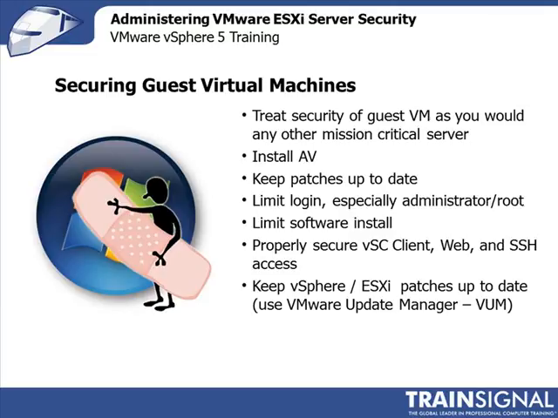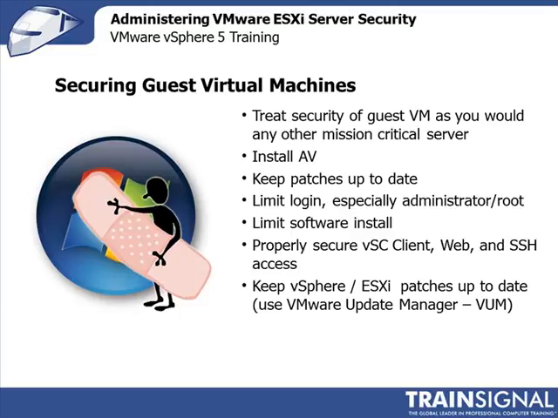And that means, let's say these are Windows servers, you need to install antivirus, keep the Windows patches up to date, application patches up to date. You want to limit login, especially by the administrator account or the root account if it's Linux. Limit software installs, because as you know, the more software you put in an operating system, the more chance you're taking that you might have instabilities. You should properly secure vSphere client access, web access, and SSH access to the individual virtual machine and to the virtual infrastructure, and then keep vSphere and ESXi patches up to date.